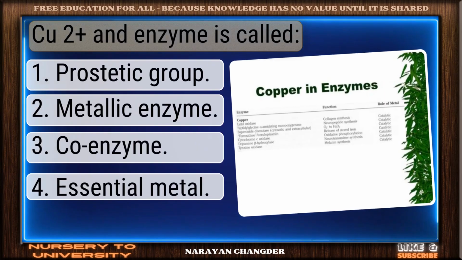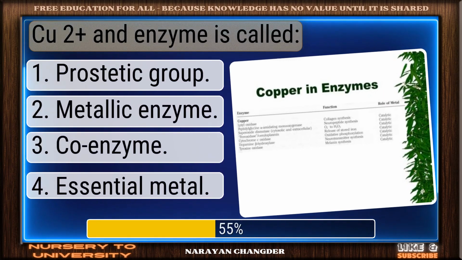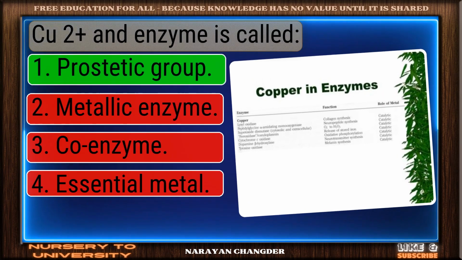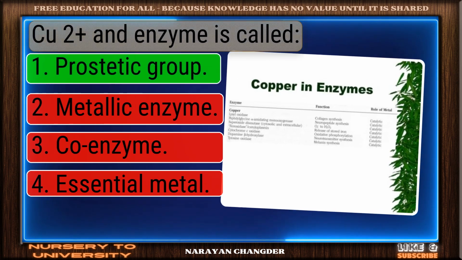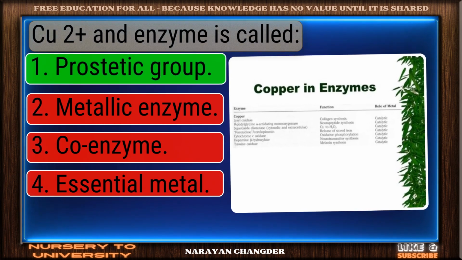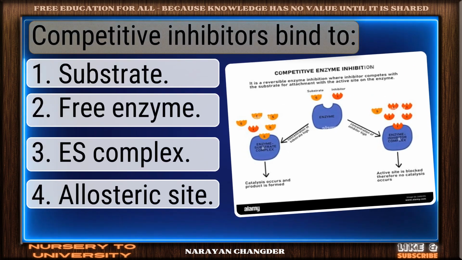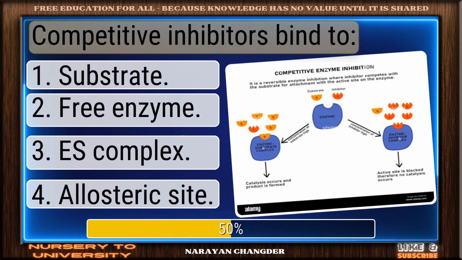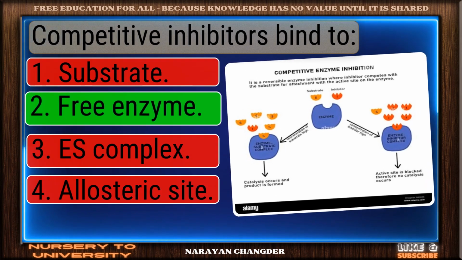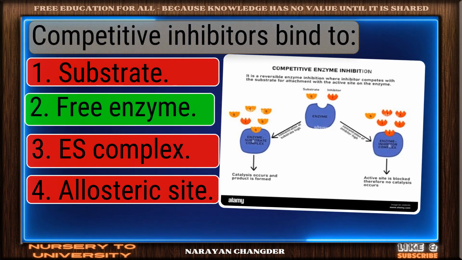Substrate plus an enzyme is called. Good thinking. Prosthetic group is the right answer. Competitive inhibitors bind to. Smart move. Free enzyme is an accurate answer.